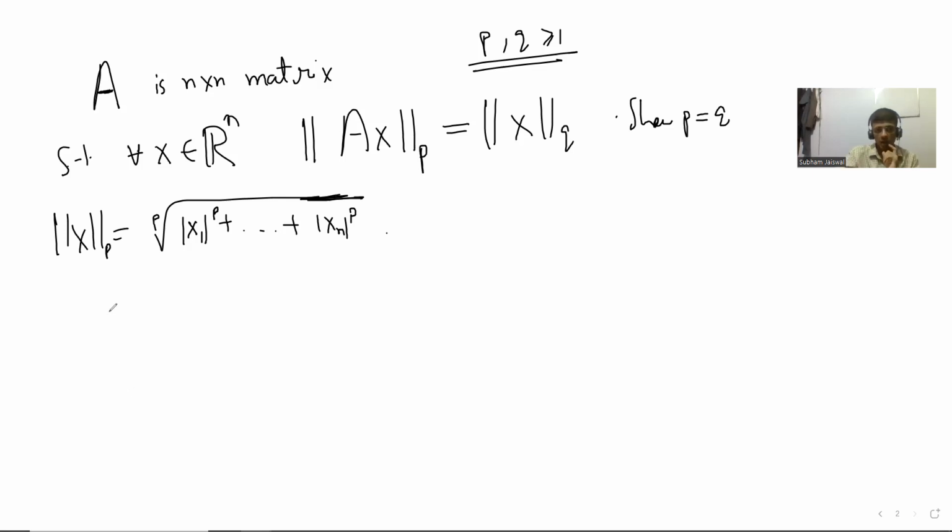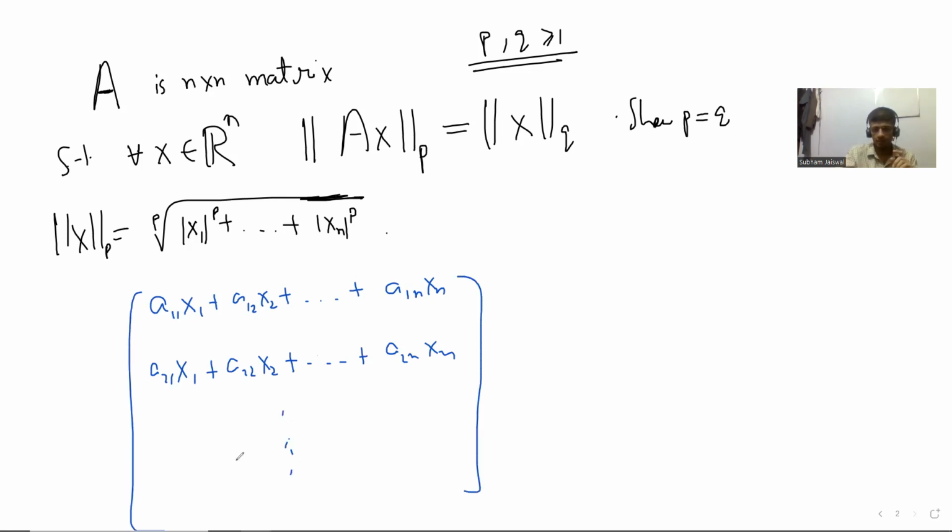Yeah, so let us write it. If you take Ax, how does it look? It looks like a11x1 plus a12x2 and so on, up to a1nxn. That's the first coordinate of Ax. Similarly, the second coordinate, and like this it goes, up to an1x1 plus and so on, annxn. This is Ax.